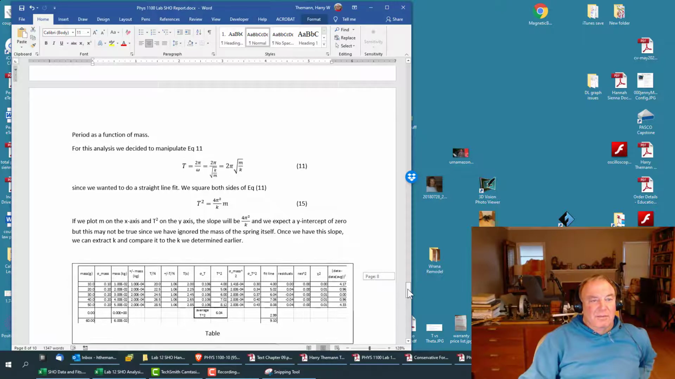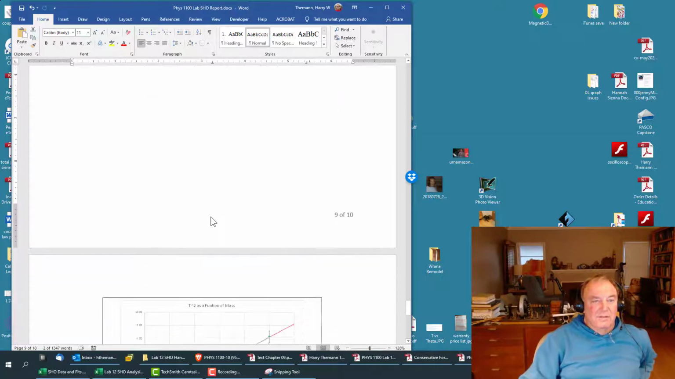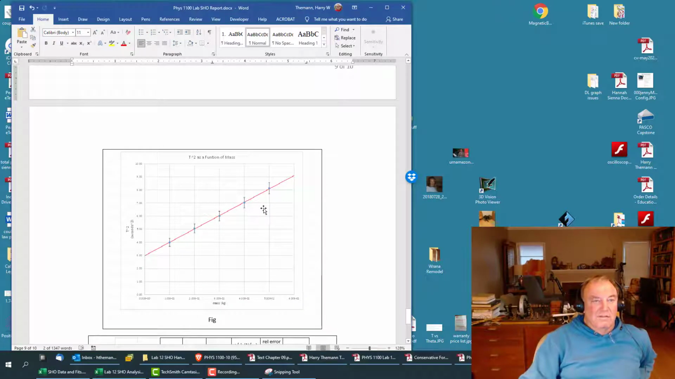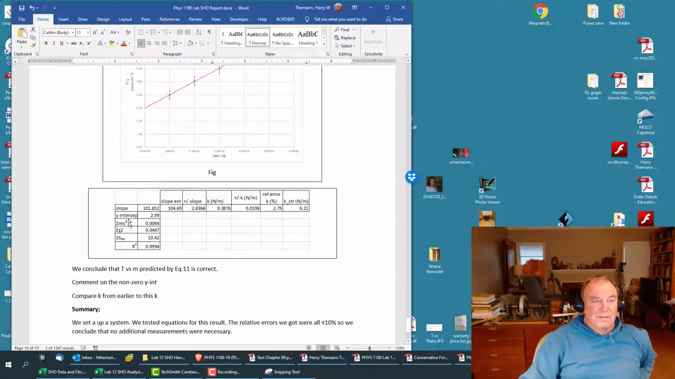And now at the end we got period as a function of mass. So I went through the manipulation of this to show why we did it. And with the slope, we expect the y-intercept of 0, but this may not be true because we ignored the mass of the spring itself. So you have this somewhat more complicated looking table. Explain the table. And there's our graph, quite nice and pretty. We have our fit parameters.